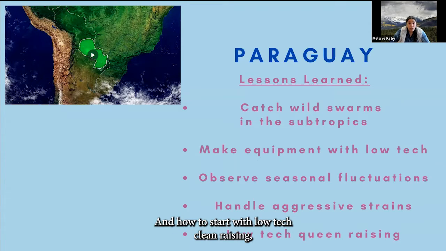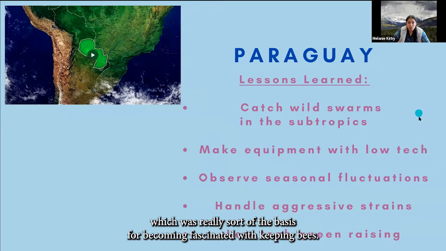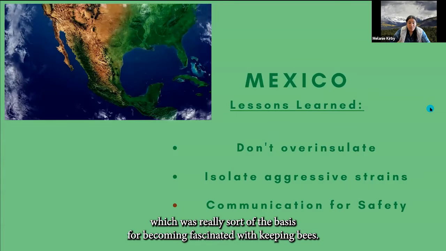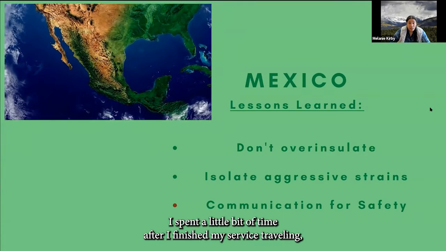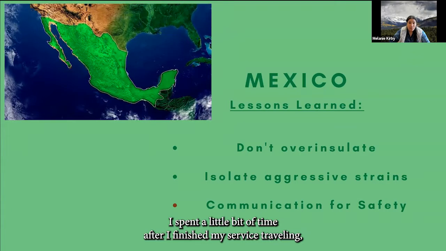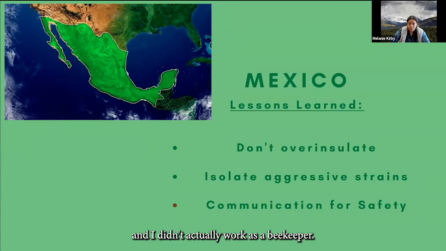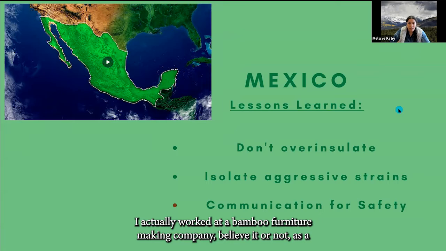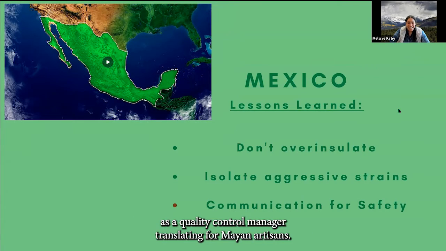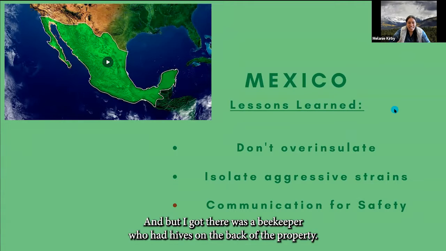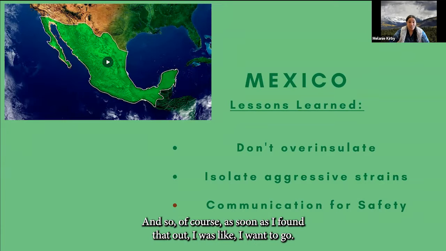And how to start with low-tech queen raising, which was really sort of the basis for becoming fascinated with keeping bees. I spent a little bit of time after I finished my service traveling, and I ended up working in Mexico just for about 6 months. And I didn't actually work as a beekeeper. I actually worked at a bamboo furniture making company, believe it or not, as a quality control manager, translating for Mayan artisans. But there was a beekeeper who had hives on the back of the property. And so of course, as soon as I found that out, I was like, I want to go.